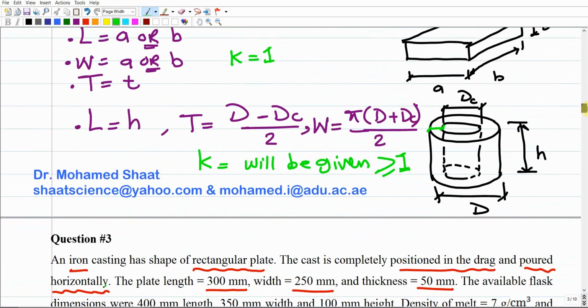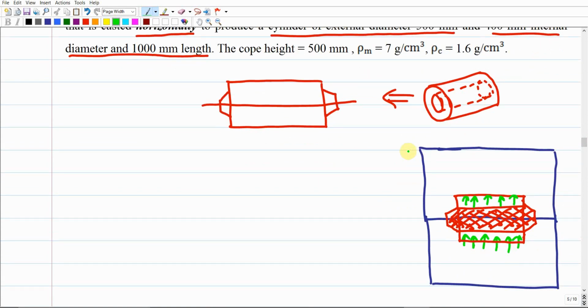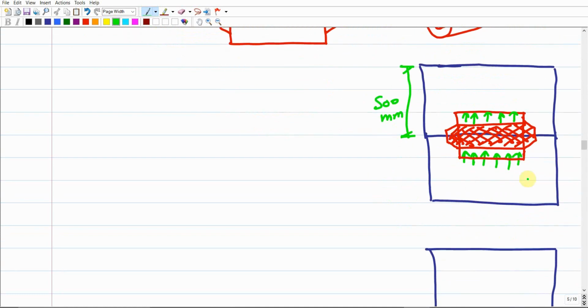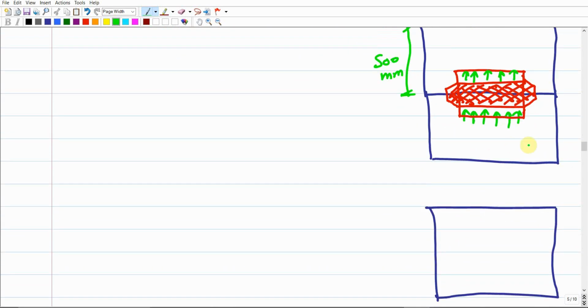So going back again to this example down here. He gave us the mass density and the cube height. The height of the cube is already given as 500 millimeter. This is how the casting is going to look inside the mold. If I ask you to find the projected area or the projected shape, just look at it from the top, and it will be represented like a rectangular shape.